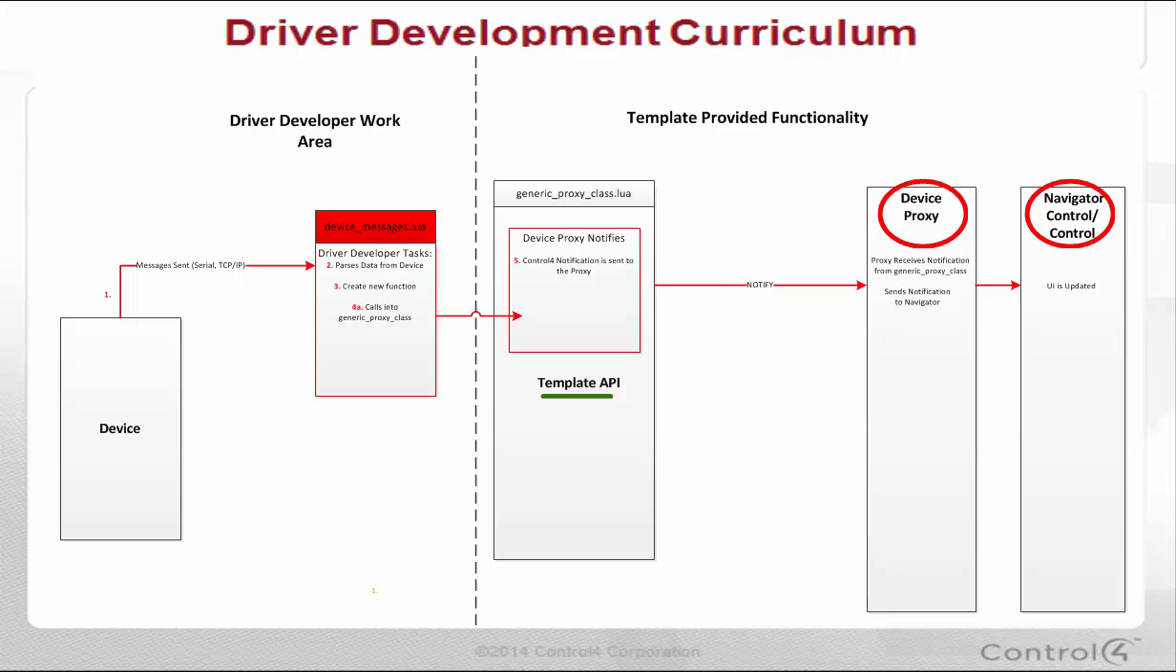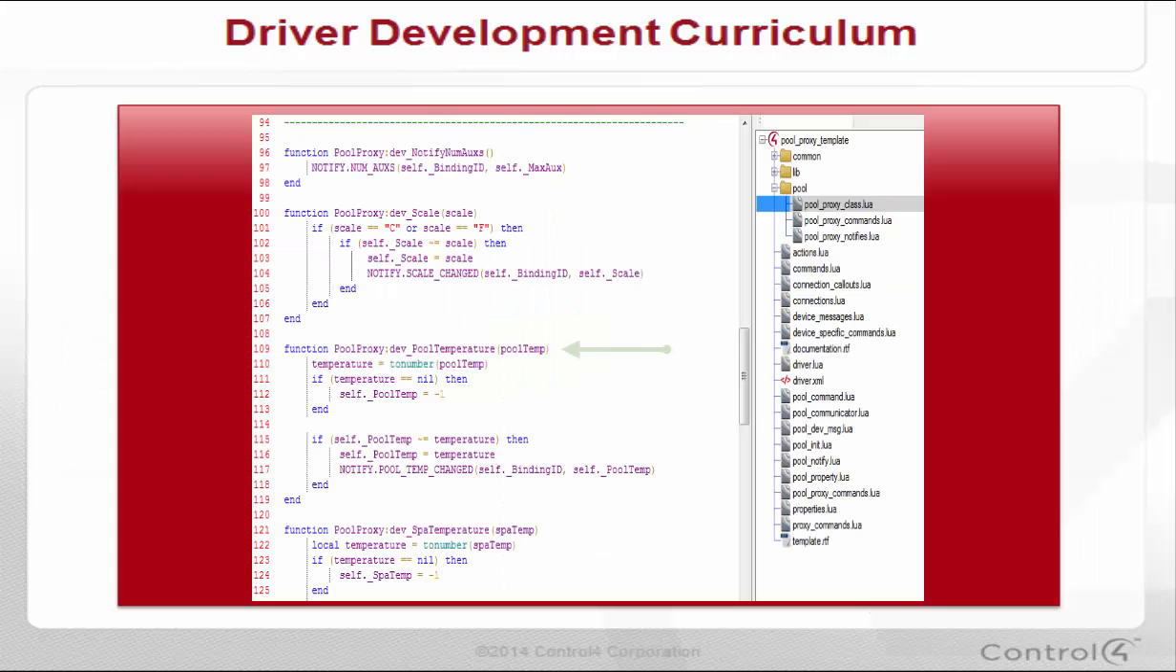The names of these API functions begin with dev underscore. For example, here is the function for handling pool temperature. It's called dev underscore pool temperature, and it takes a temperature value.